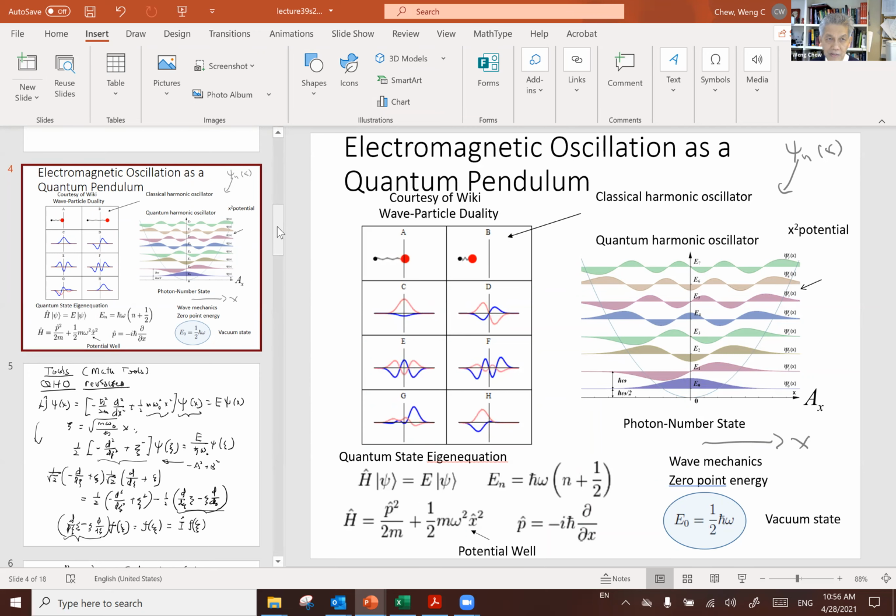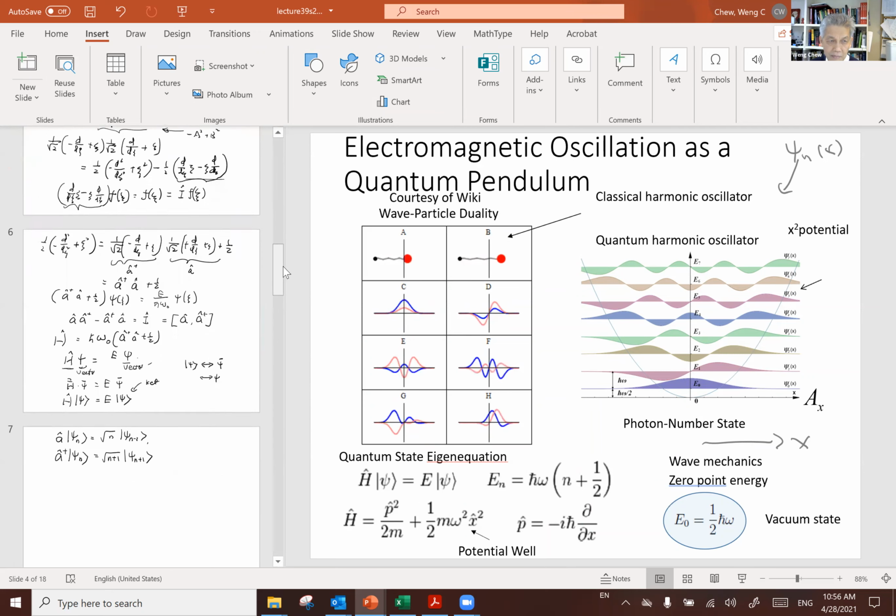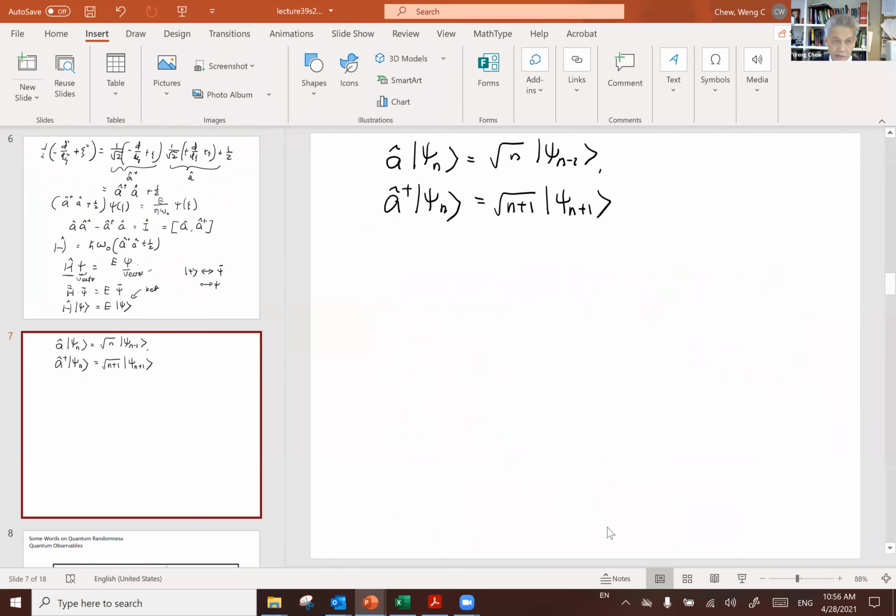So there are a lot of things to digest here, and I don't have time to fully discuss them in the lecture, but just to let you know that the annihilation operator lowers the photon number state. The creation operator raises the photon number state. And what is more bizarre is that oftentimes when you read the physics literature, they are very terse. They will just denote this state with n.